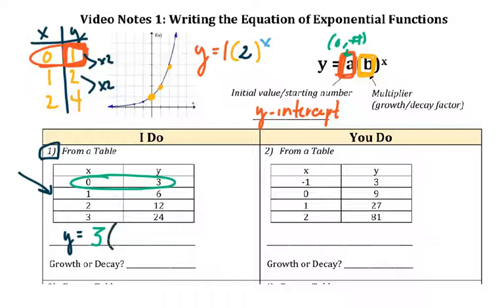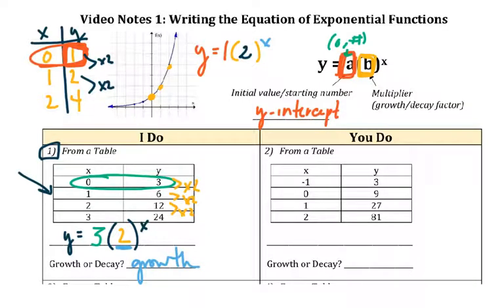Very easy. Next, I need my b number. My b number is the multiplier. That's what we're multiplying each thing by. To get from 3 to 6, they times 2. To get from 6 to 12, they times 2. To get from 12 to 24, they times 2. So that's my multiplier. They're multiplying times 2 in every one. And then we raise it to the x. Now we're going to write down if it's a growth or a decay. To know that, we look at the b value, my multiplier. Multiplying by 2 would make this bigger, so it's called a growth.